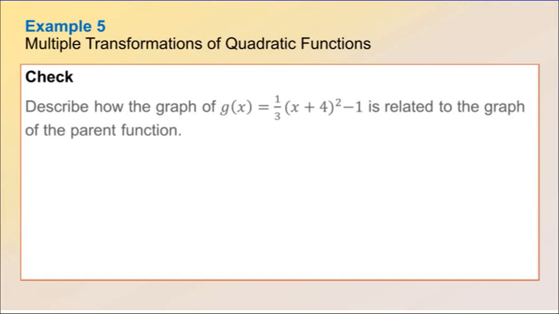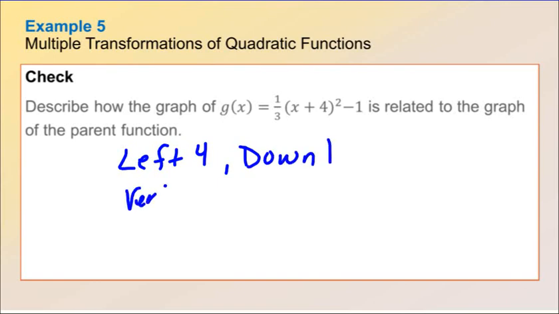Next, describe how the graph of g of x equaling 1/3 times (x plus 4) squared minus 1 is related to the parent function. So it went left 4, down 1, and there's a vertical dilation because it's outside the parentheses. It's a vertical compression because it's less than 1. There is no reflection because I don't have any negatives involved.